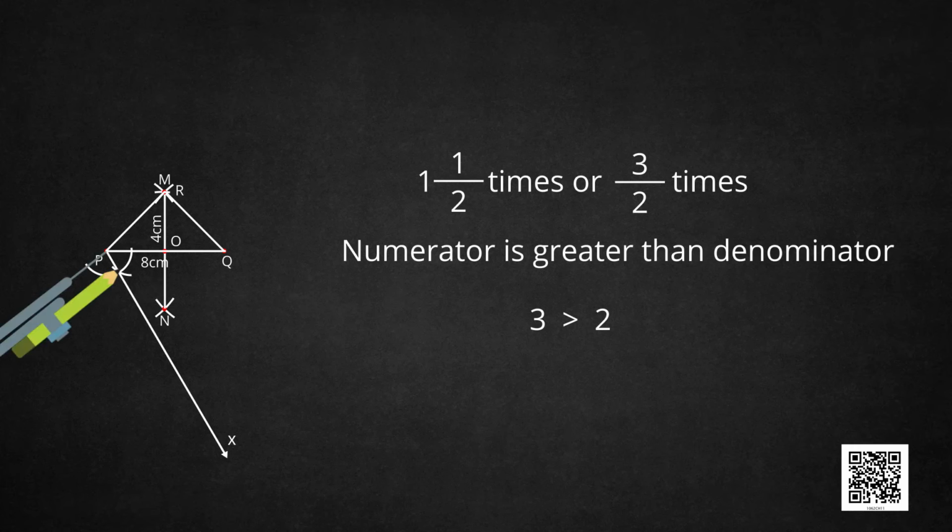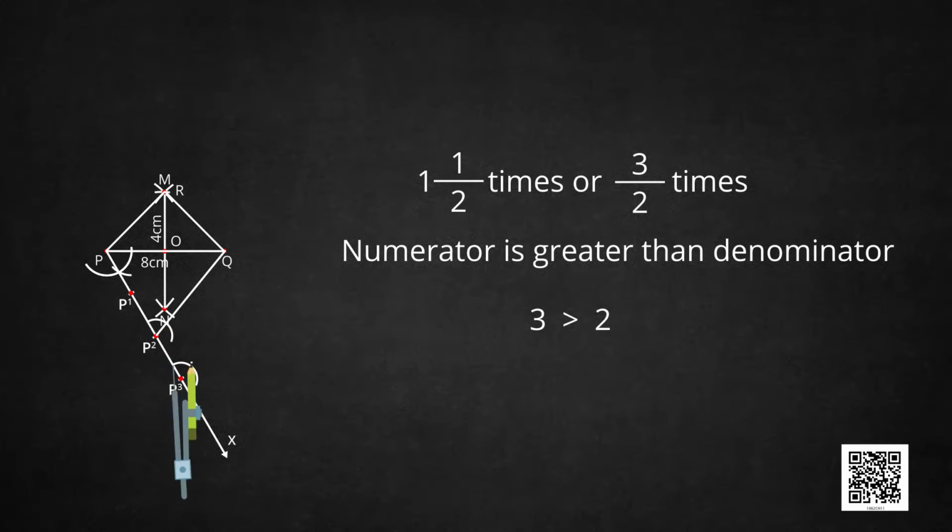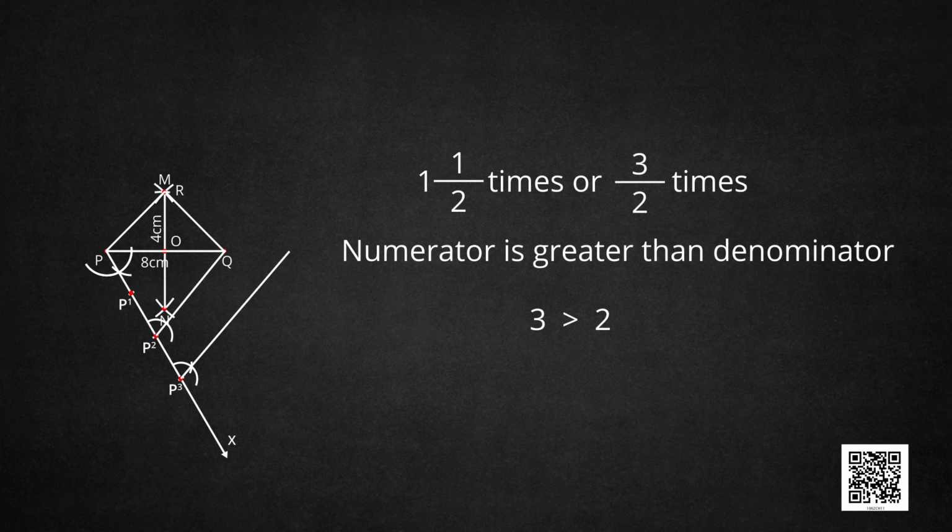With P as center and a convenient radius, draw an arc cutting PX at point P1. Now with P1 as center, draw another arc cutting PX at P2. Similarly, we will get point P3. Why 3 points? Because 3 is the bigger number in the scale factor of 3/2. Join P2 with Q. At point P3, draw a line parallel to P2Q such that it intersects PQ extended at a point Q dash.